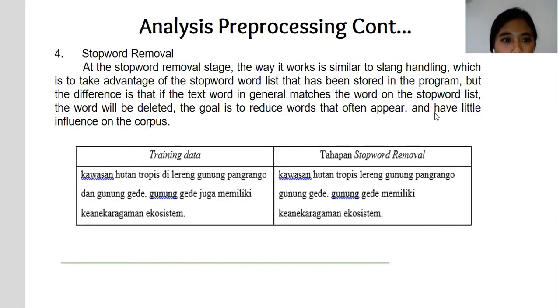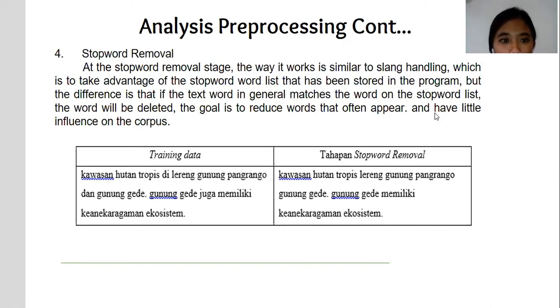For stop word removal. At the stop word removal stage, the way it works is similar to slang handling, which is to take advantage of the stop word list that has been stored in the program. But the difference is that if the words in the text match the words on the stop word list, the word will be deleted. The goal is to reduce words that often appear and have little influence on the corpus.